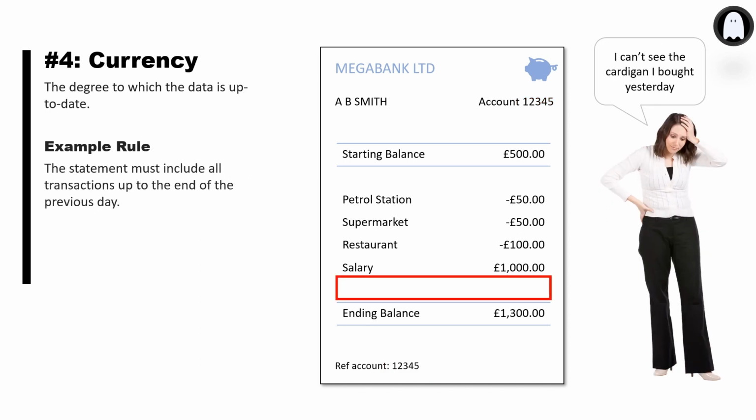Our fourth dimension is called currency. Although we're talking about a bank statement, currency in this sense does not mean pounds, dollars or yen. It's simply how up to date the data needs to be. If you're expecting that you can see all your transactions up to the end of the previous day, but there's something missing, it means that the currency of the data is not up to scratch. In other words, it isn't up to date enough to meet the required use. A rule that could be driven out of currency is that all transactions up to the end of the previous day should be included.